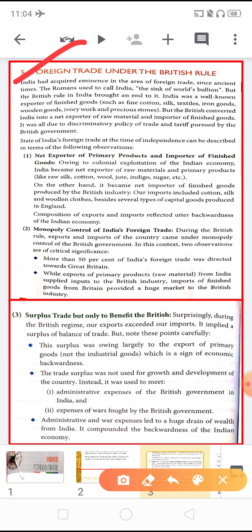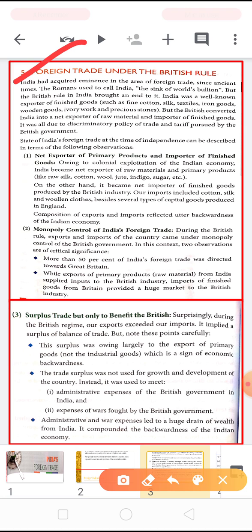Now, children, as I just said, India was very well known as a trading nation since ancient times, and India was also a well known exporter of finished goods such as fine cotton, silk, textiles, iron goods, wooden goods, ivory work, and precious stones. But the British converted India into a net exporter of raw material and importer of these finished goods.